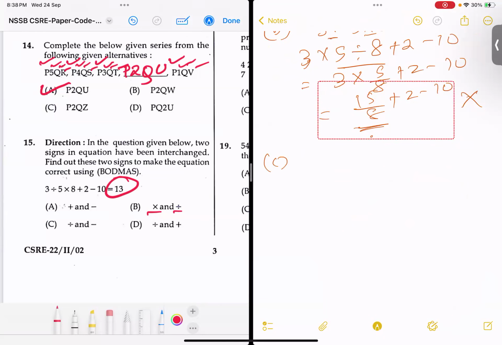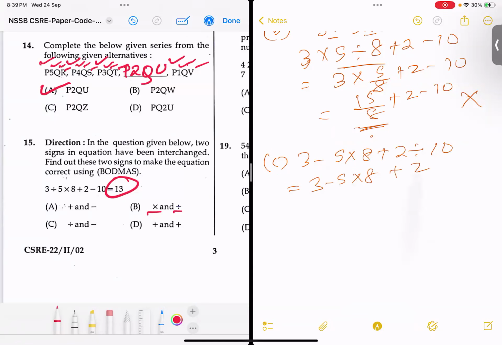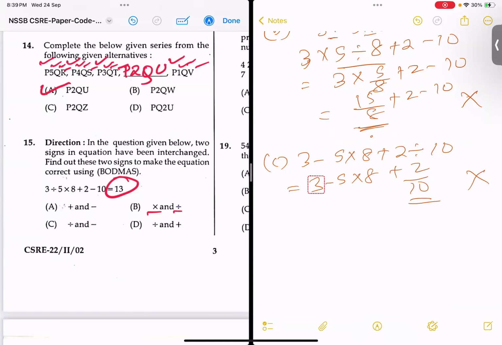Option C. Here we will have to interchange division with subtraction. So it will be 3 minus 5 into 8 plus 2 divided by 10, which is equal to 3 minus 5 into 8 plus 2 by 10. Again, here we are going to get something in the form of a fraction, in the form of points, but the answer is a whole number, 13. So this is also wrong.